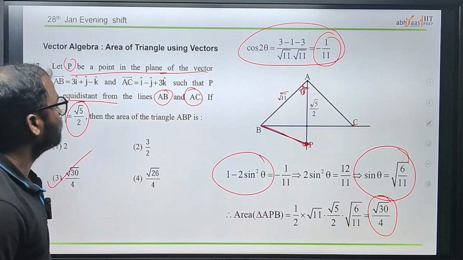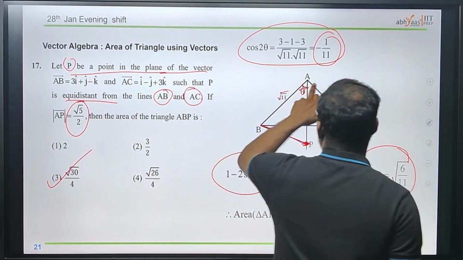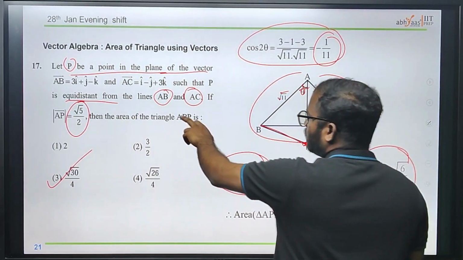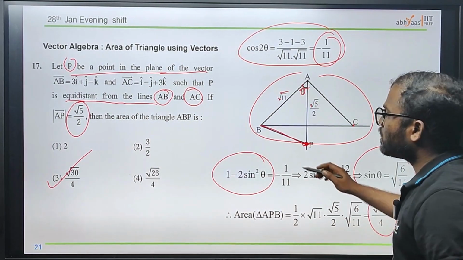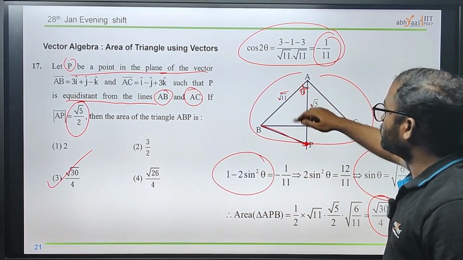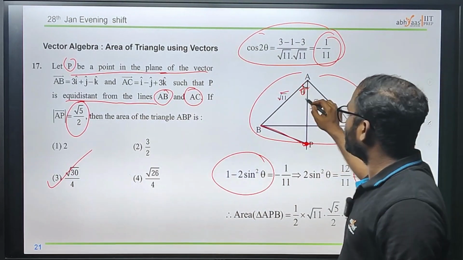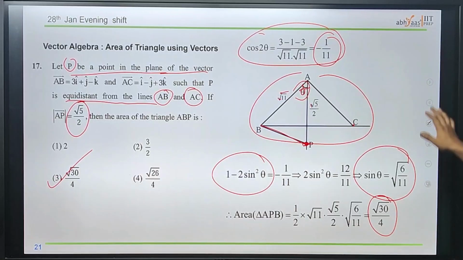Just you need to check this diagram. If you observe that, see the point equidistant from line AB and equidistant from line AC, you can easily find it. Also you have to check AP, and using this theta only you can easily find the answer.